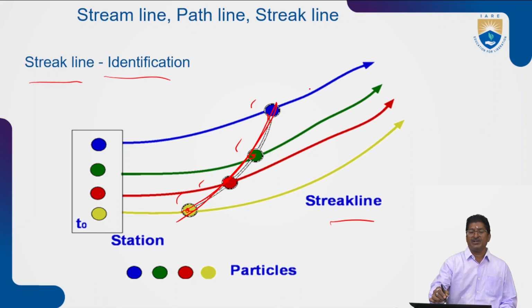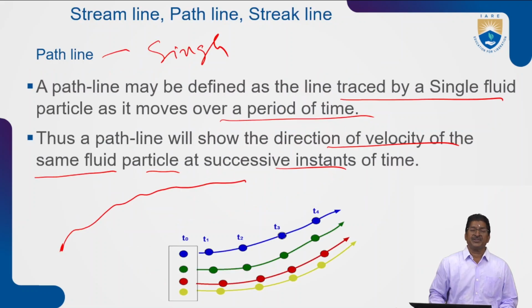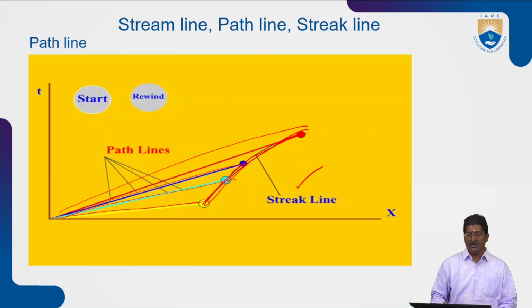So the individual blue color is a path line. It is another path line. This is another path line. A path line is the path traced by a single particle in a fluid. For a steady flow, these path lines and streamlines are identical. In unsteady flow, it is different. So you can see another figure with different path lines: this is one path, another path, another path. If you join the locus of all these points, that is called a streak line.